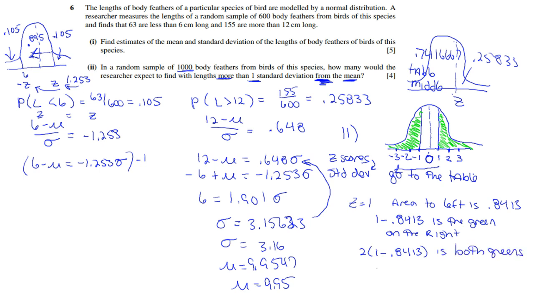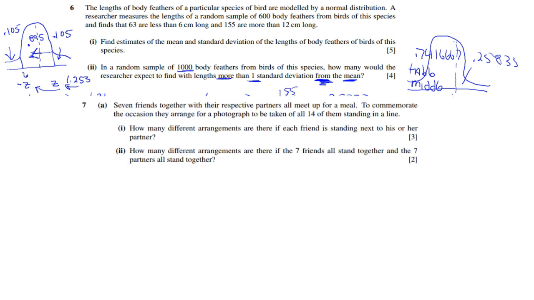And remember, when I say area, that's the same thing as probability in this situation. So if I take this probability and multiply it times the number 1,000, that'll give me the number that I would expect out of the 1,000 birds, which is about 317 birds. All right, now number 7.